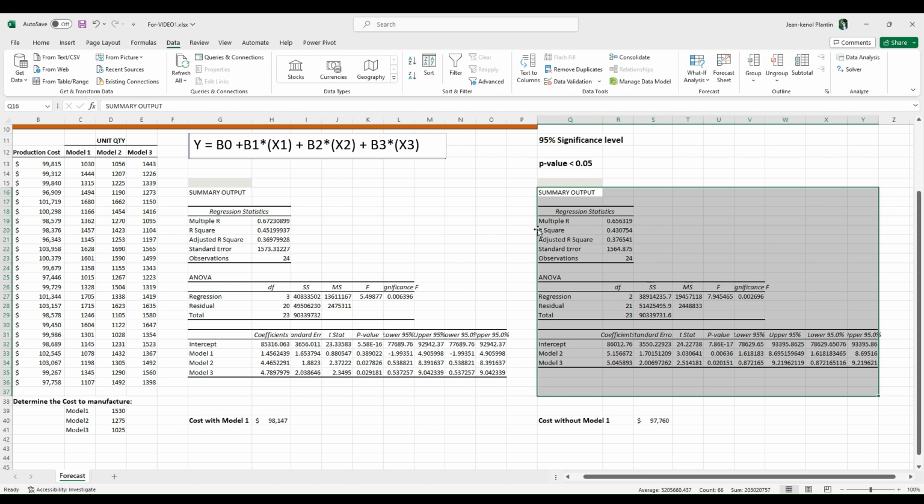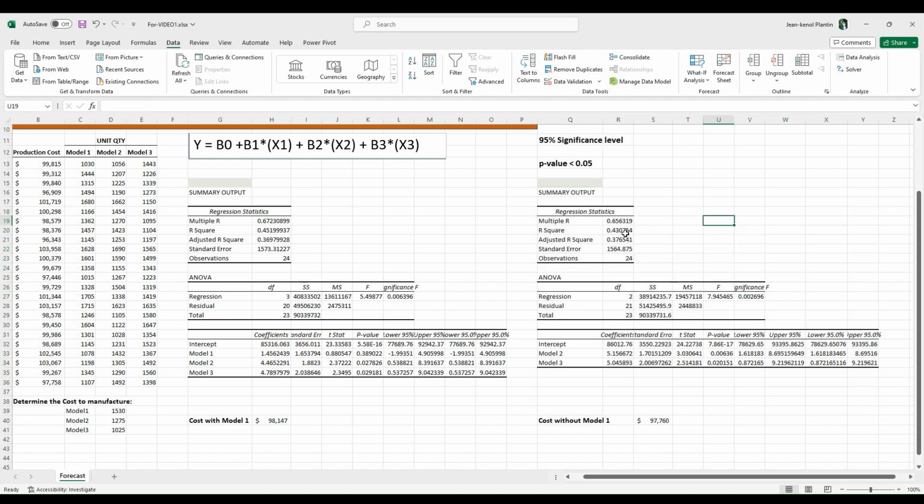We see that we have an R squared of 0.43, which means that when you put those models together, they represent 43% of the variation in the cost of production. When you compare that with the previous regression, we see there's a difference of only 2%, which means that model 1, which is not statistically significant, is only responsible for 2% of the variation in the cost. And that's why you see a big change in the coefficients. Beta 0 becomes bigger, beta 1 becomes bigger, and beta 2 becomes bigger.